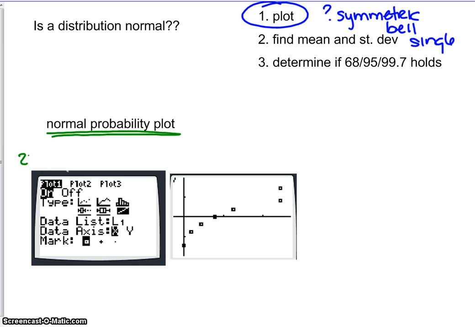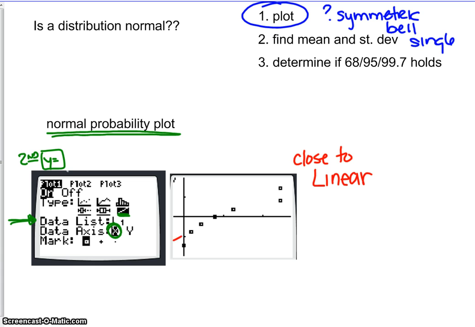Again, to get to your plots, it's second Y equals, and it's your last option down here for your type, your normal probability plot. This is where you have your data stored. Just make sure this is always x because we're going to go along the x-axis. Now, what I'm looking for is if my data is close to linear.